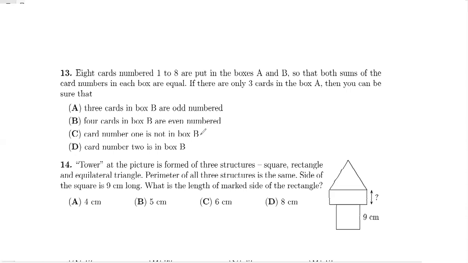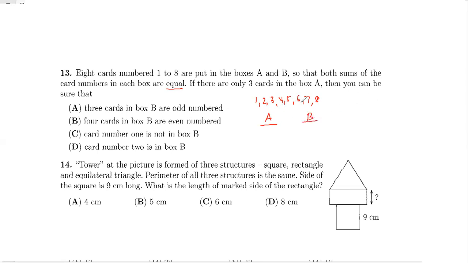Let's read question number 13. 8 cards numbered 1 to 8 are placed in the boxes. 1, 2, 3, 4, 5, 6, 7 and 8 are put in the boxes A and B so that both sums of the card numbers in each box are equal. If there are only three cards in box A, then you can be sure that.